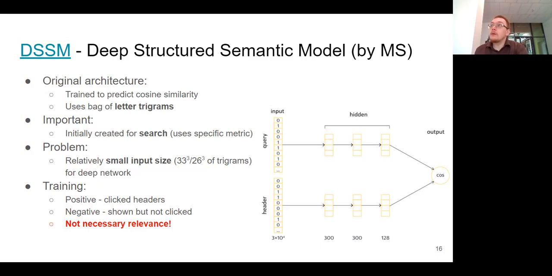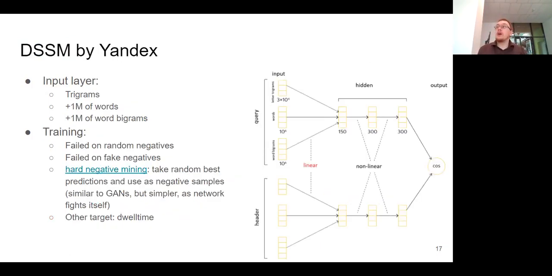And that's why Yandex later reworked the model. So based on the original DSSM, they added some improvements. First, they extended the input layer. Instead of using just 3 grams, they added 1 million of the most frequent words of the Russian language. And they added 1 million word bigrams, so the words which occur together. Together this was like 2 million input values, a much bigger input layer.